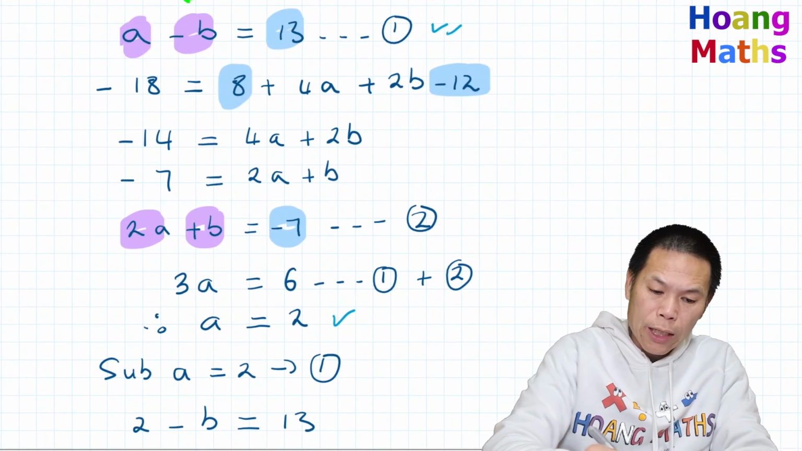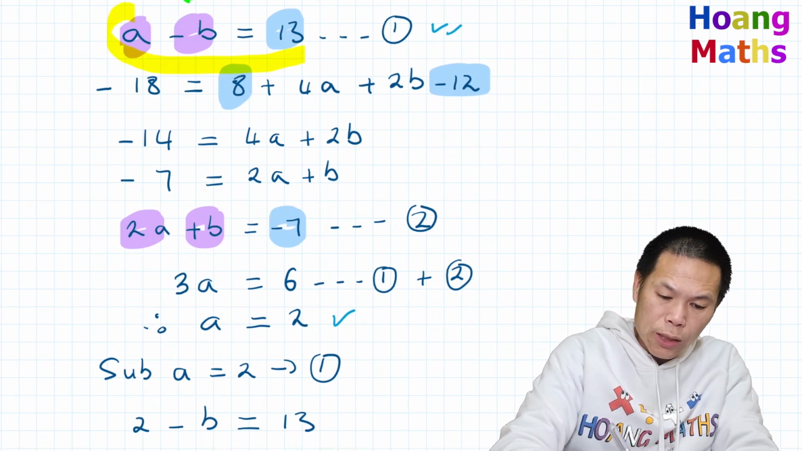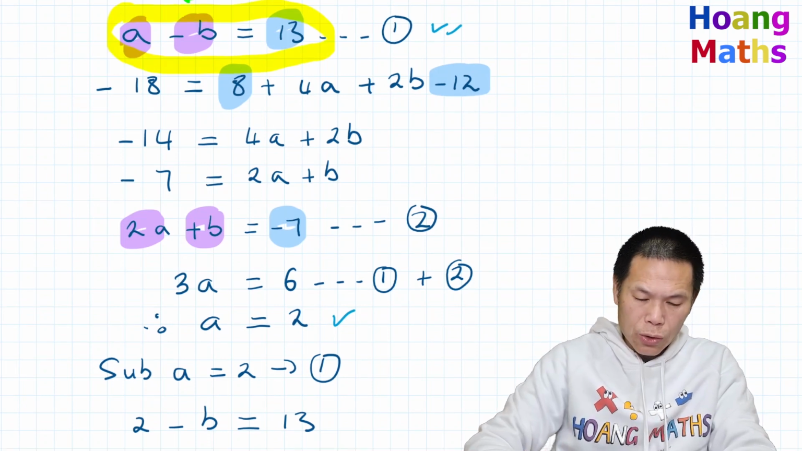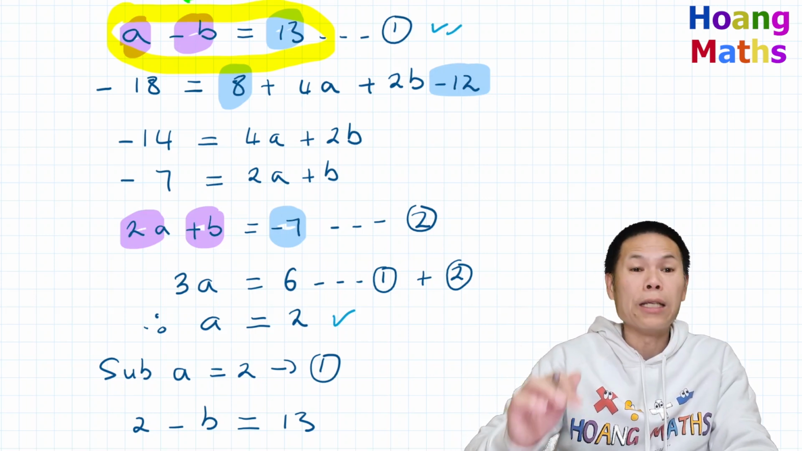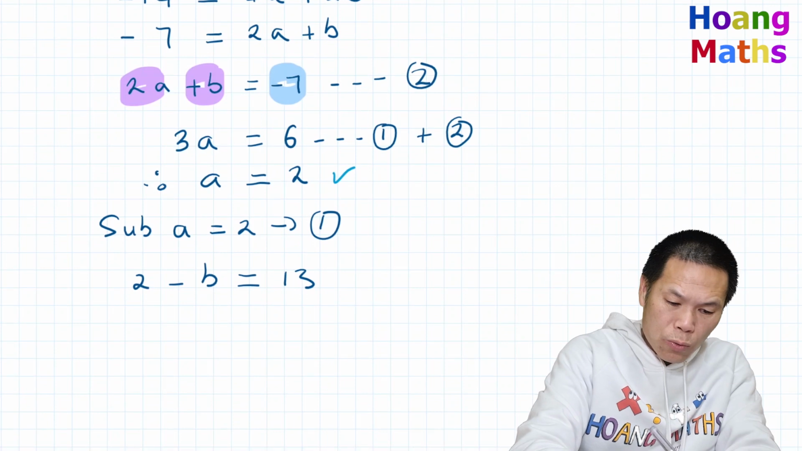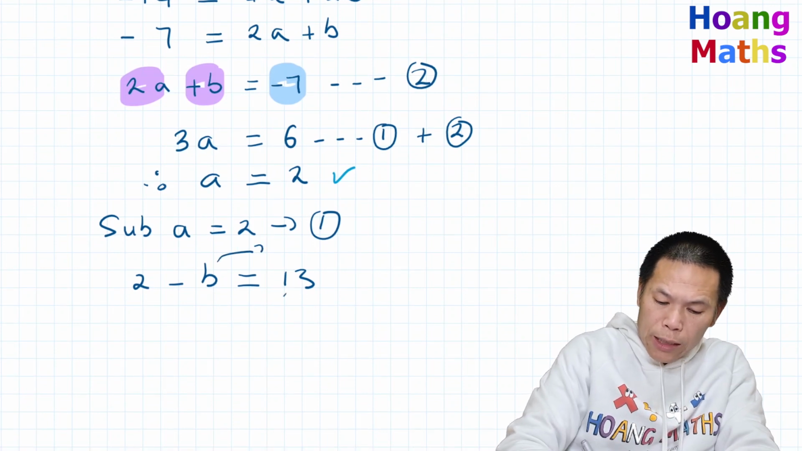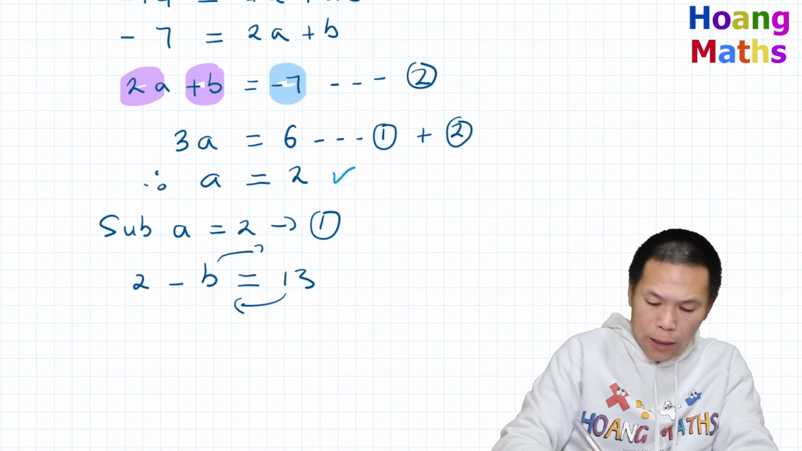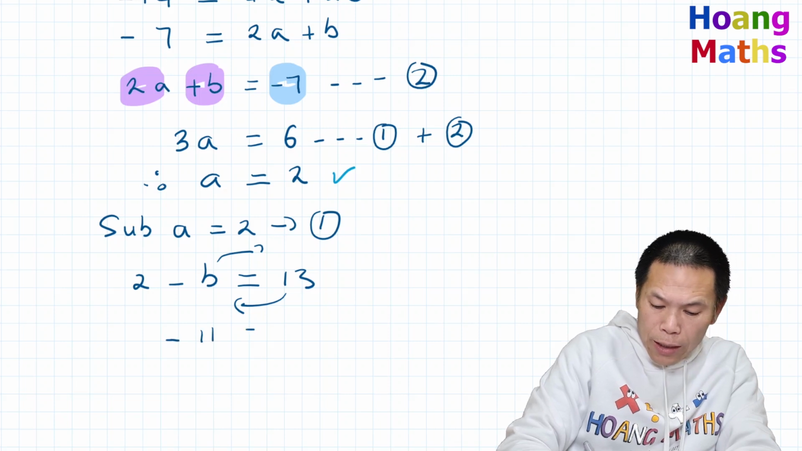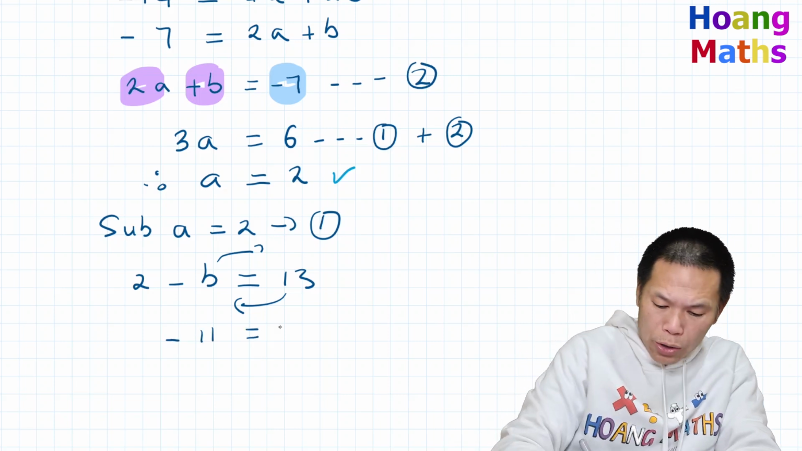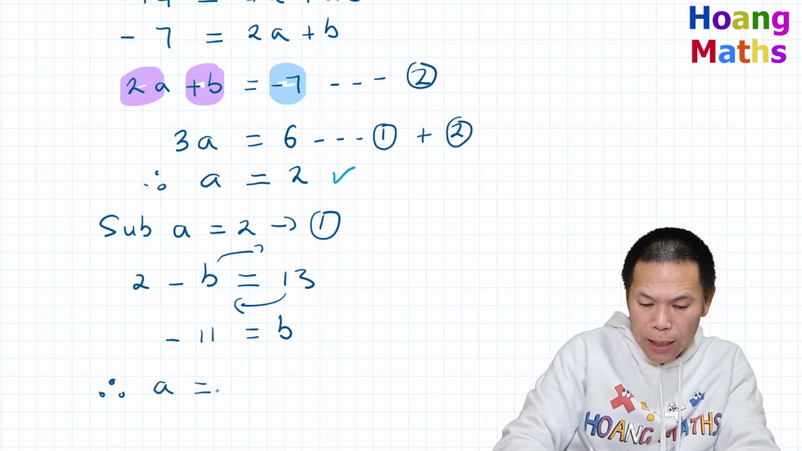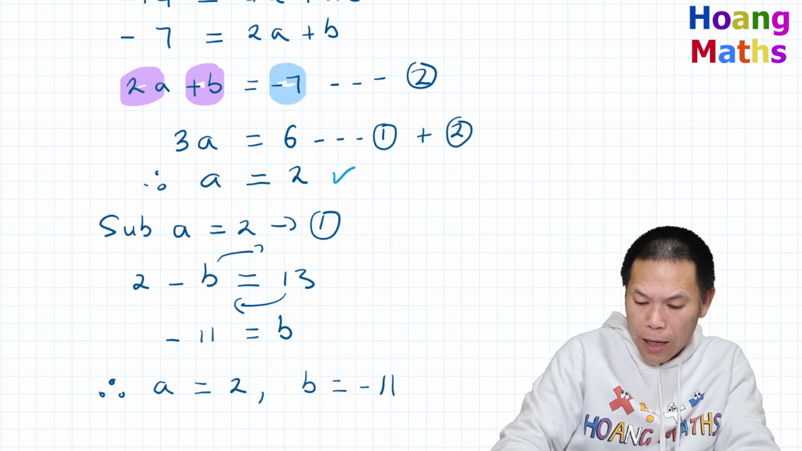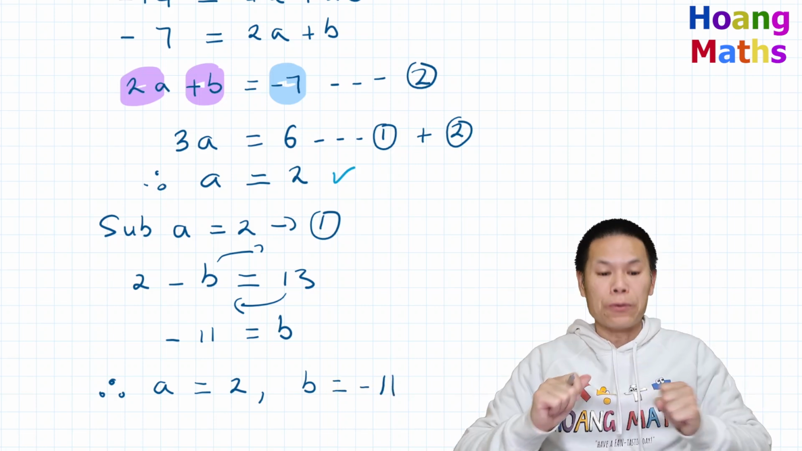So let's double check. So there you go. This is the equation I substituted in. So A minus B equals 13. That means 2 minus B is 13. Then now we just move the B on this side, this on that side. So 2 minus 13 is negative 11. And B, we move on that side, becomes positive. So therefore, A is 2, B is negative 11. So there you go.